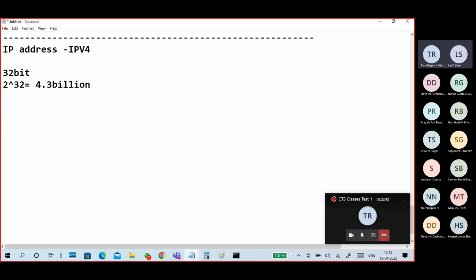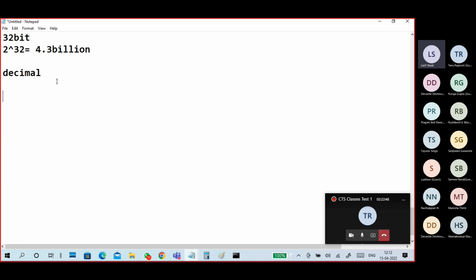Okay, so it is represented in decimal format. We write in a decimal format only. I already gave some examples. You can put 200.10.2.20, like anything you can put. Just an example of how it looks.